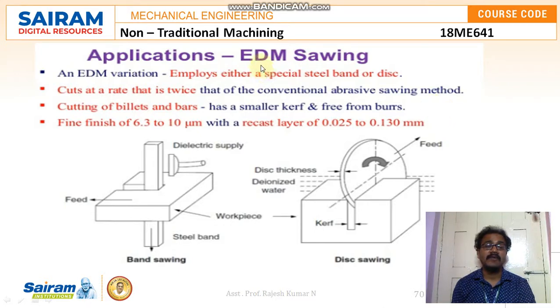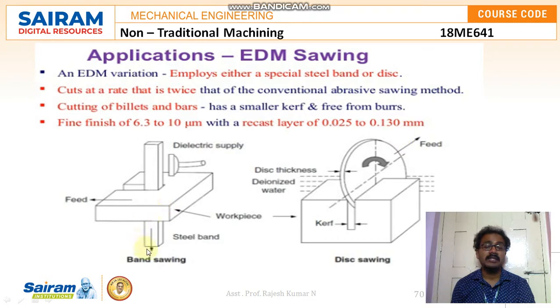First, let me go with electrical discharge machining sawing. It is an EDM variation that employs either a special steel band or disc, and it cuts at a rate that is twice that of the conventional abrasive sawing method. It is used for cutting of billets and bars, has a smaller kerf and is free from burrs, with a fine finish of 6.3 to 10 micrometer with a recast layer of 0.025 to 0.130 mm.